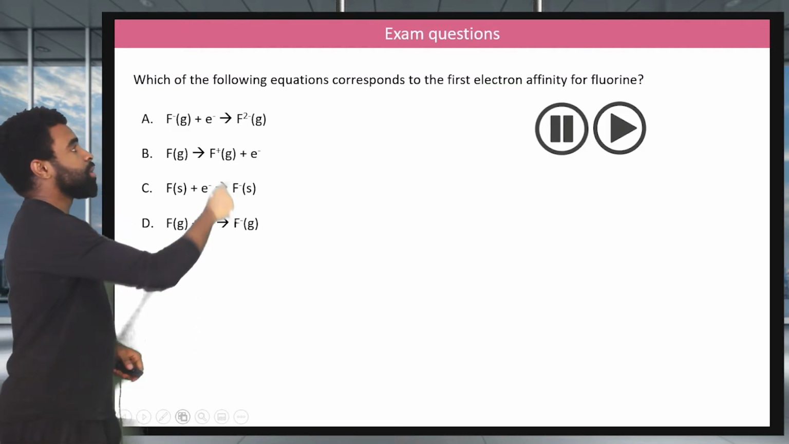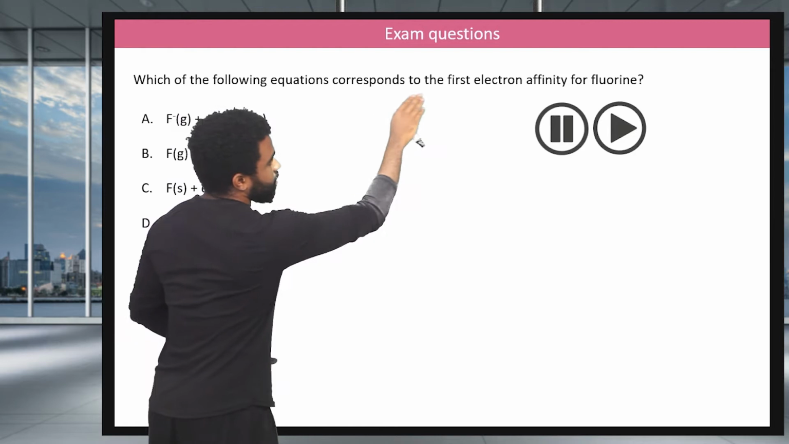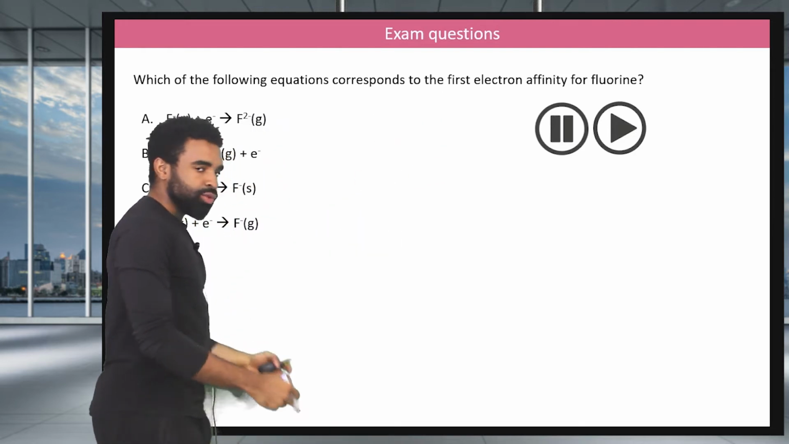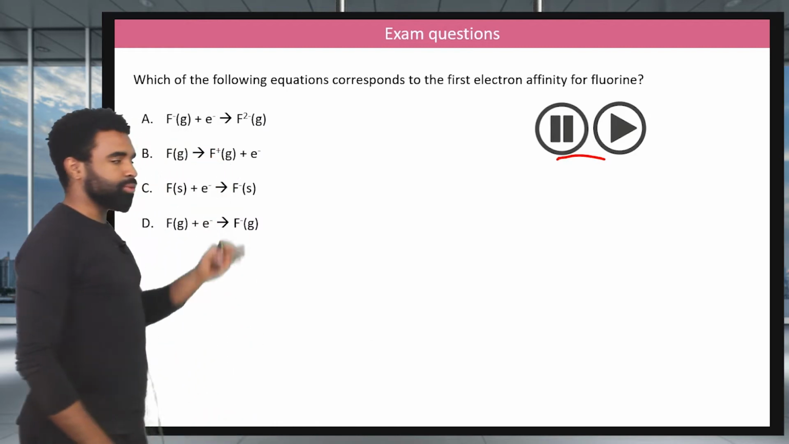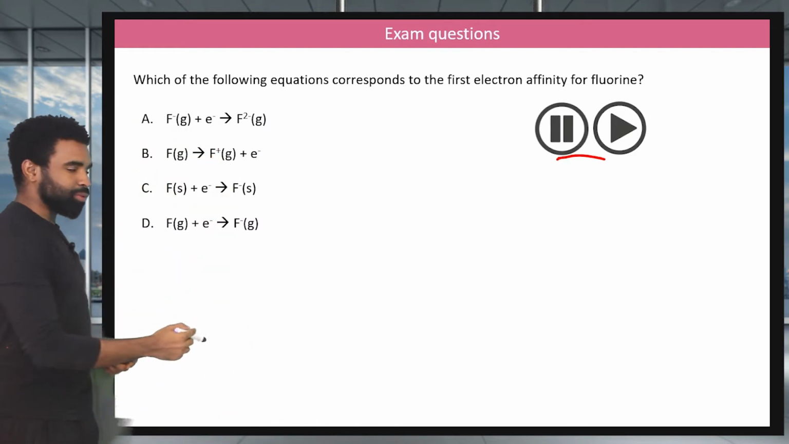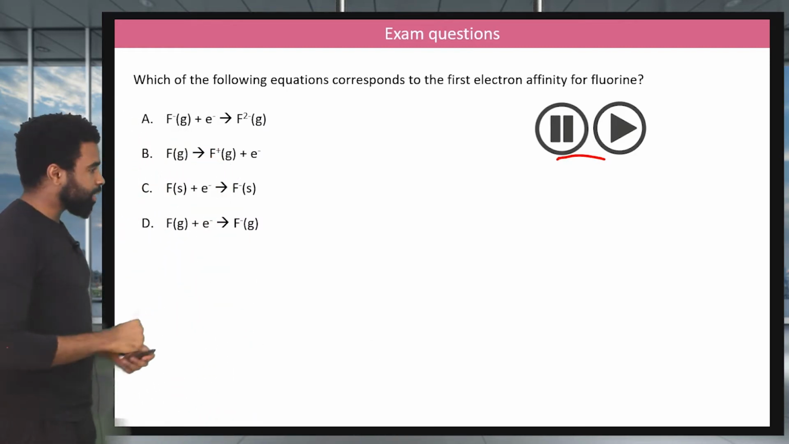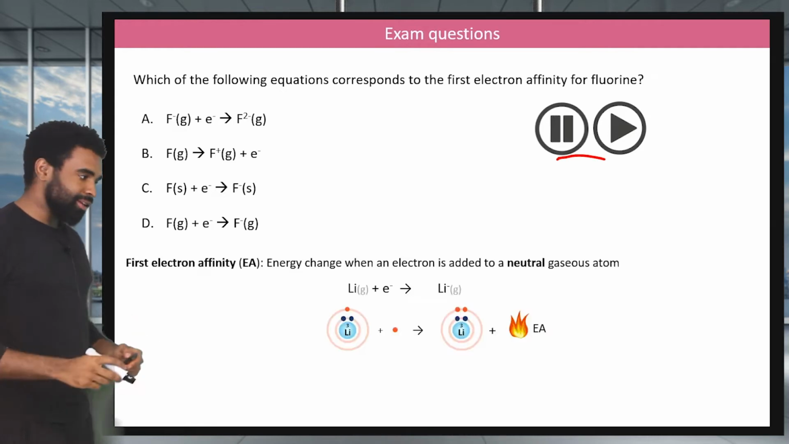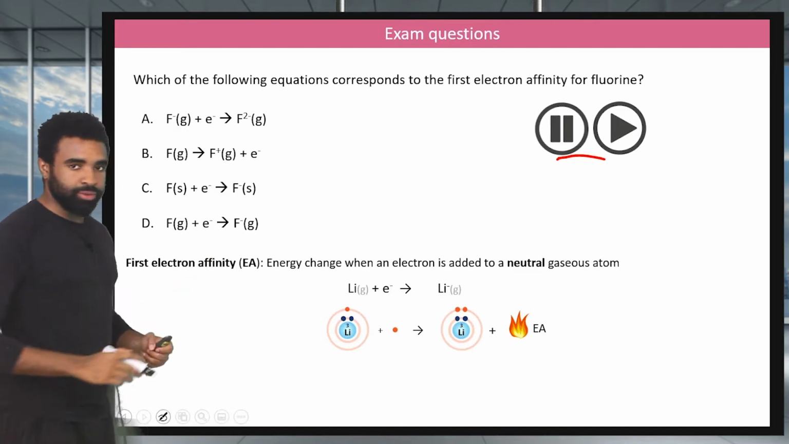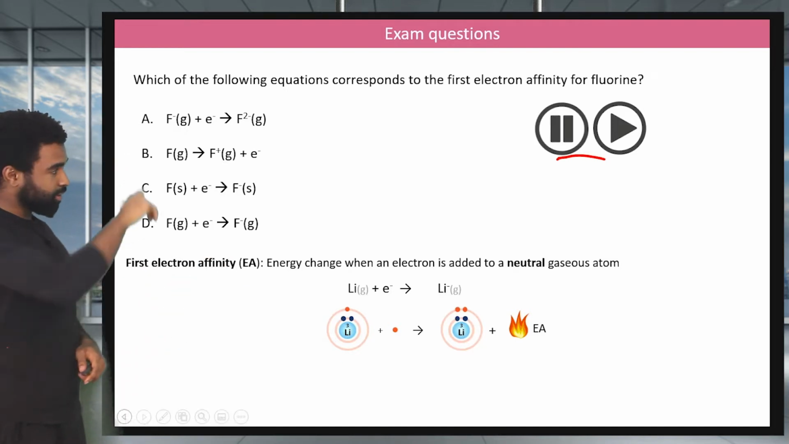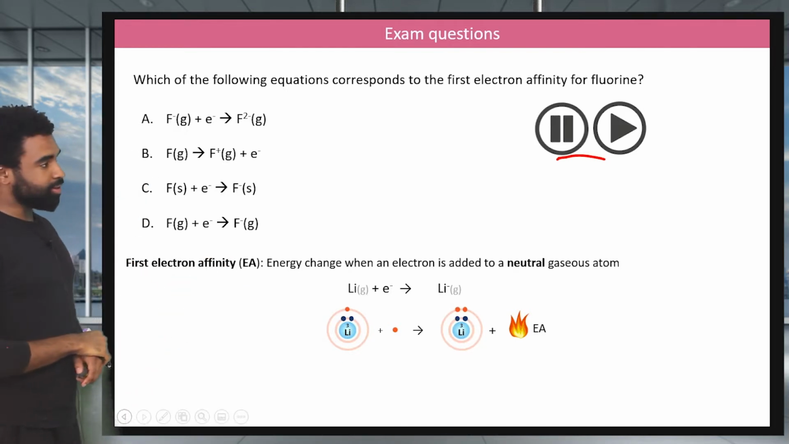Here's the first one. Which of the following equations corresponds to the first electron affinity for fluorine? As always, pause the video and read through the options. In 2 seconds, I will show you a clue. In 2 seconds, I show you the answer. Pause if you want to read through the clue and inform your answers.